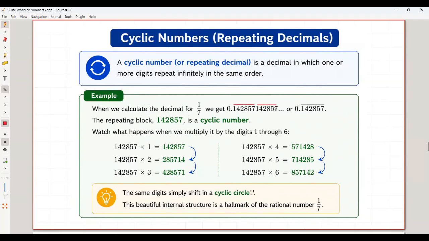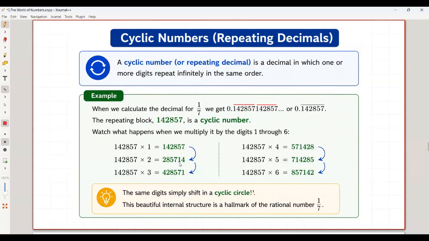Again, it's repeating. So these types of numbers are called cyclic numbers. And then one more amazing thing is to be noted. Here, 142857 into 1, we are getting the same. Into 2, we are getting this number. 3, 4, 5, 6. If you notice everywhere, the same digits are repeating in a different order.